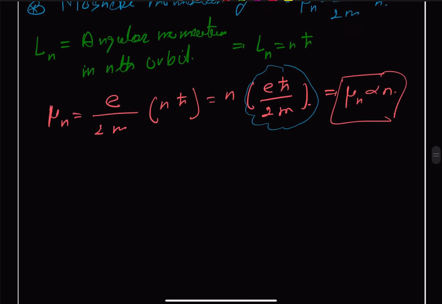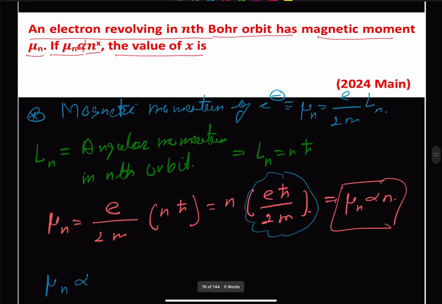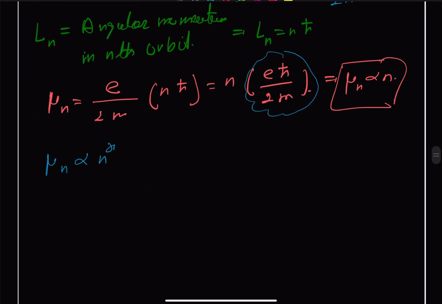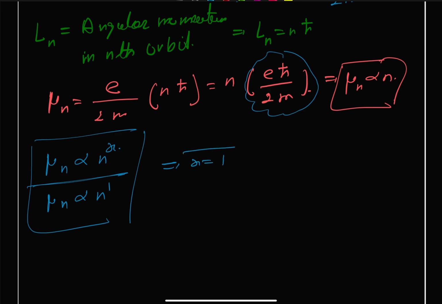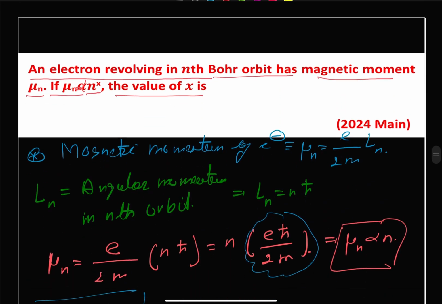And in the question, we are given that mu of n is directly proportional to n raised to power x. And we found out that mu of n is not equal to, but proportional to n raised to power 1. So if we make a comparison 1:1, from here we get that the value of x is equal to 1. So value of x is 1. Next question.